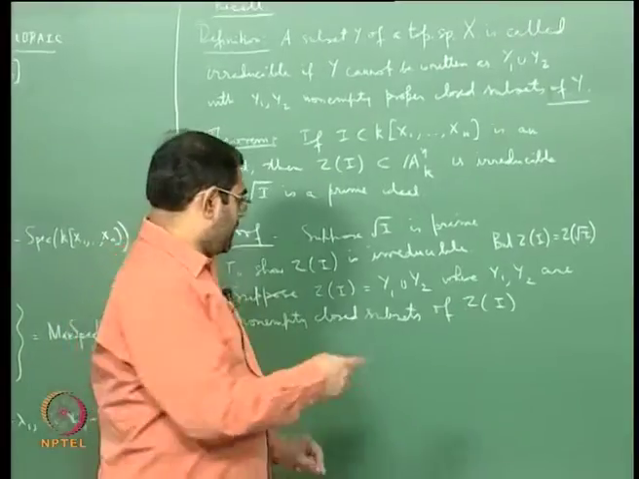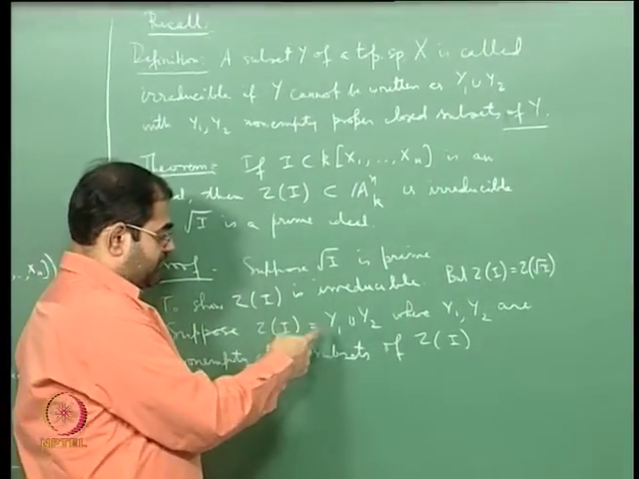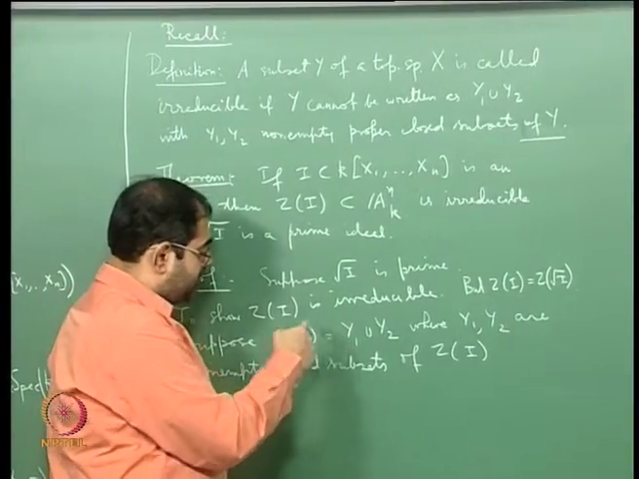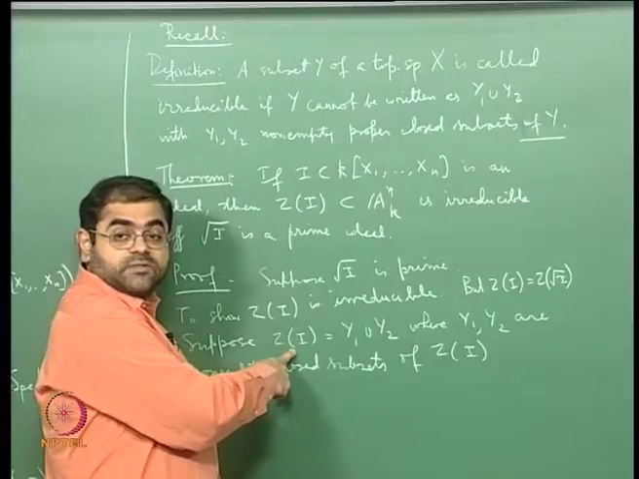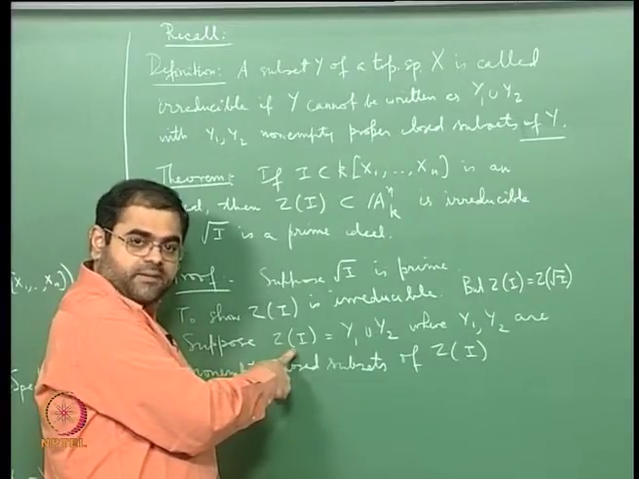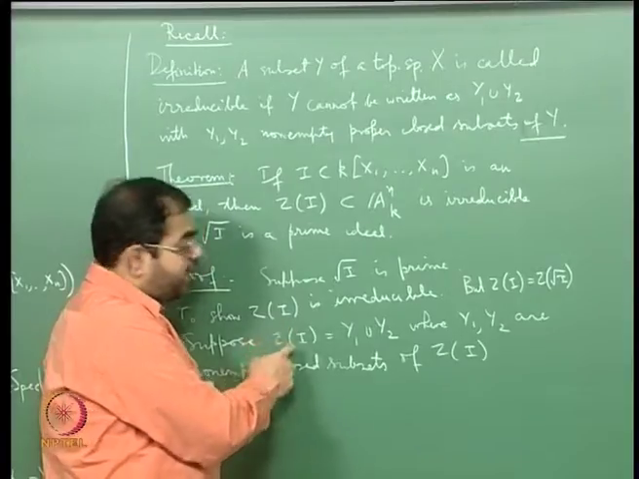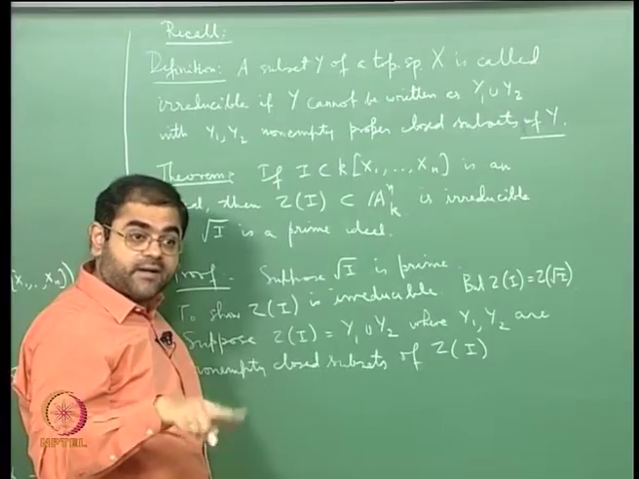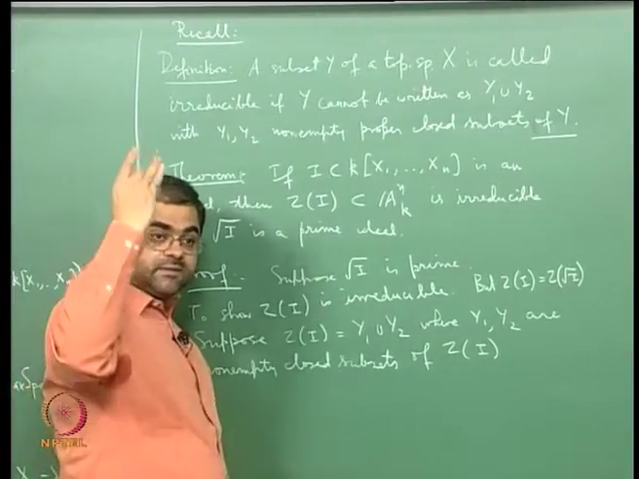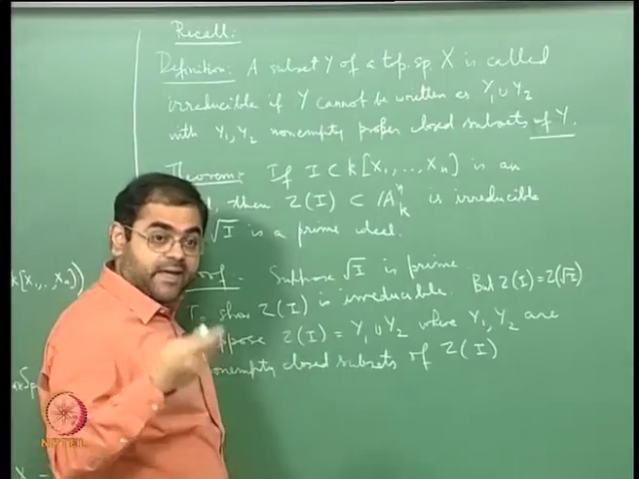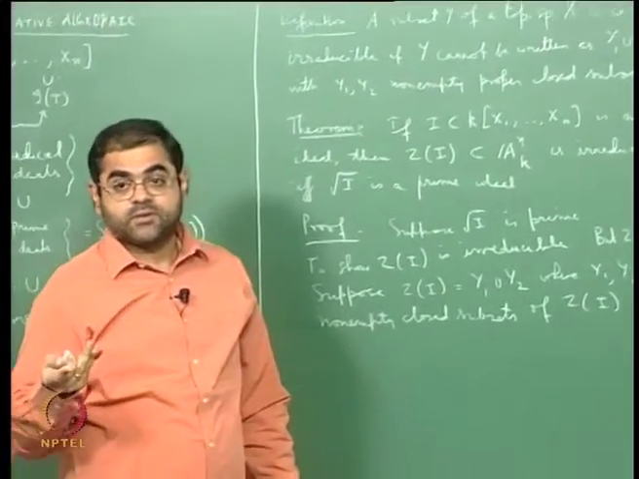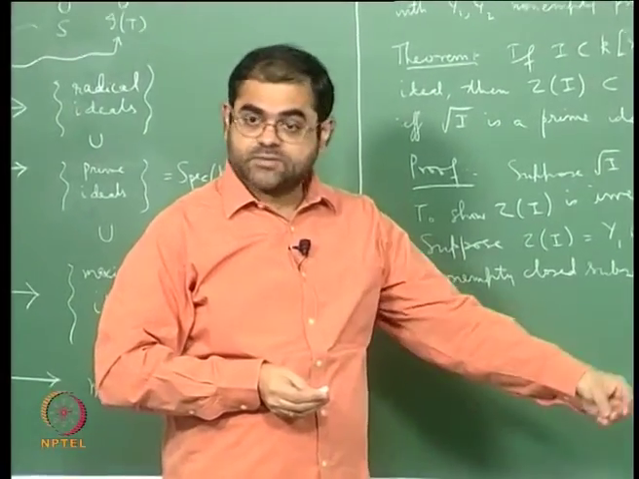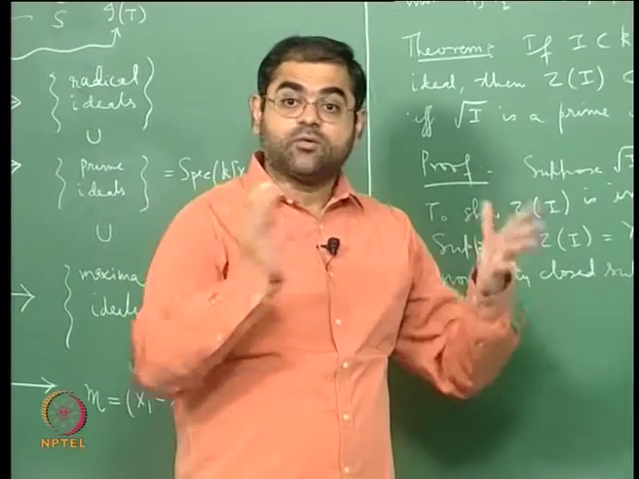In other words, when I say y1 is a closed subset of Z of I, it means y1 is Z of I intersected with a closed subset of x. But then Z of I itself is closed in x, and so if I intersect with another closed subset of x, the result is closed, because the axioms for a topology, if you take the axioms for closed sets, tell you that if you take any finite number of closed sets and you take the intersection, the result is again a closed set in the whole space.